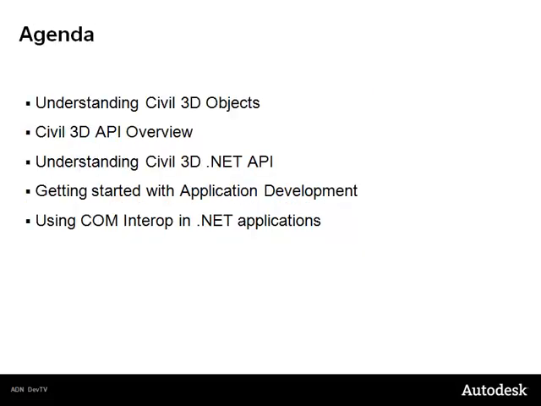In this recorded API training video, I'm going to cover the basic concepts of using the Civil 3D .NET API. I'll demonstrate how to create a .NET project which uses the Civil 3D .NET API and access the Civil application and document objects to retrieve and modify Civil 3D entities. I'll also demonstrate how to use COM Interop from .NET to access Civil 3D objects and functions which are currently not available in the .NET API.